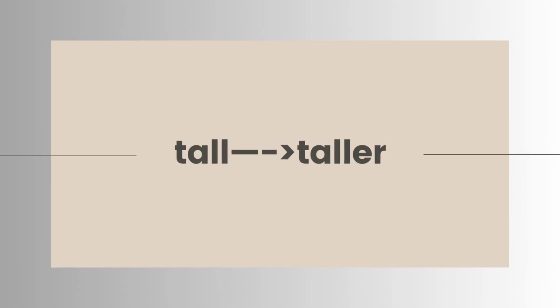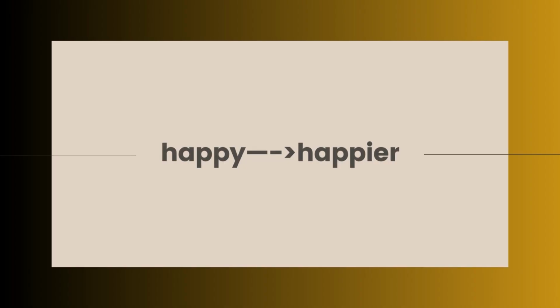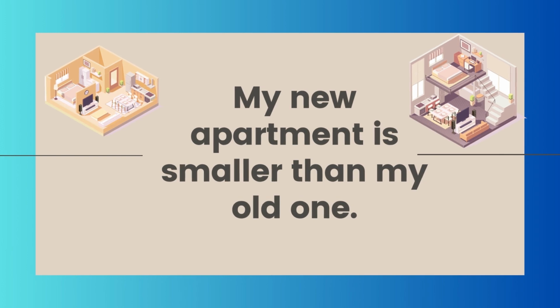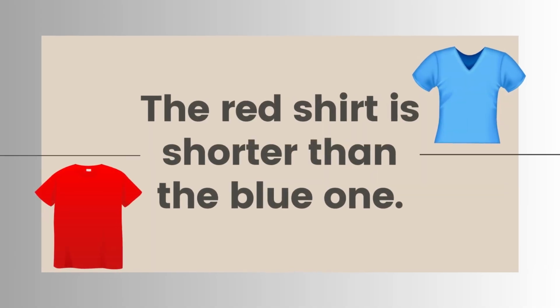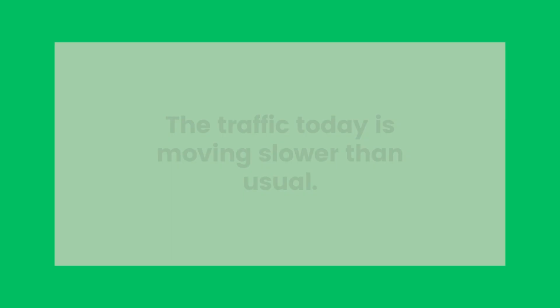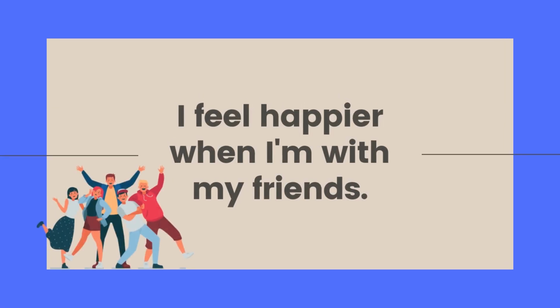Big, bigger, small, smaller, tall, taller, short, shorter, fast, faster, slow, slower, happy, happier, sad, sadder. Here are some example sentences using these comparative adjectives. This box is bigger than that one. My new apartment is smaller than my old one. The red shirt is shorter than the blue one. She runs faster than I do. The traffic today is moving slower than usual. I feel happier when I'm with my friends.